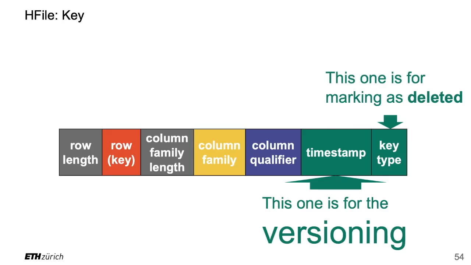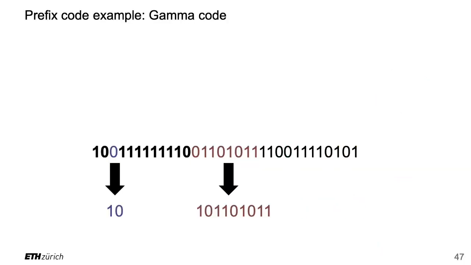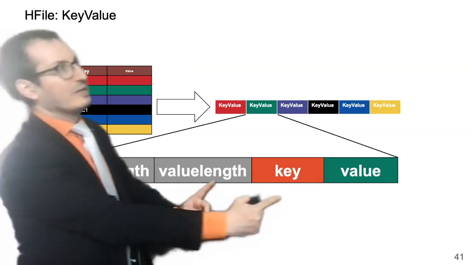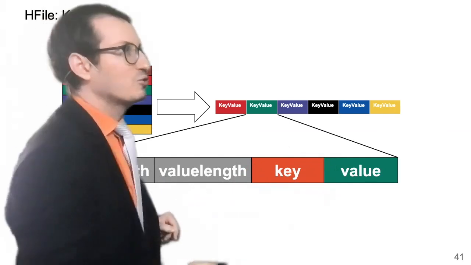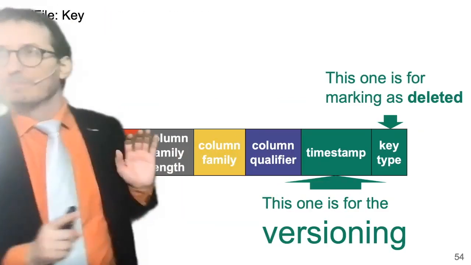Okay, now I'm zooming in again. So we went from the region to the cell to the versions and so on to the key values. And now what I'm zooming in on is the key. I'm within the key now, right? So again, just to show you where we were. I'm zooming in here. This is what I'm zooming in on, the key. And if I zoom in on the key, I get this. This is the entire key.